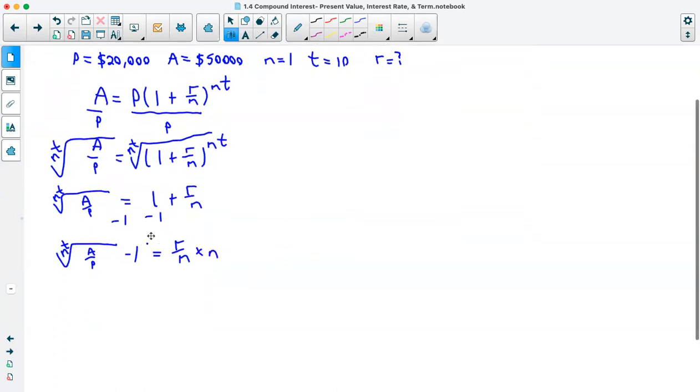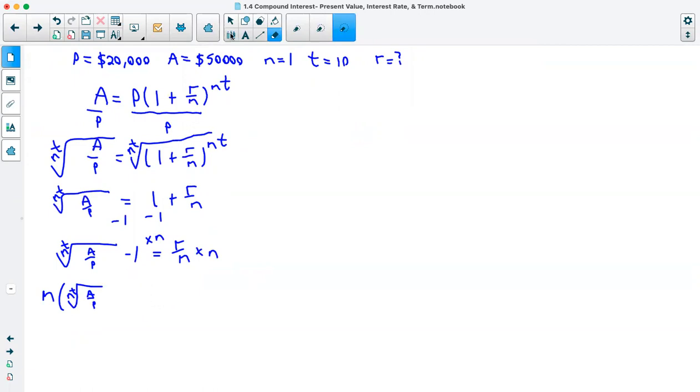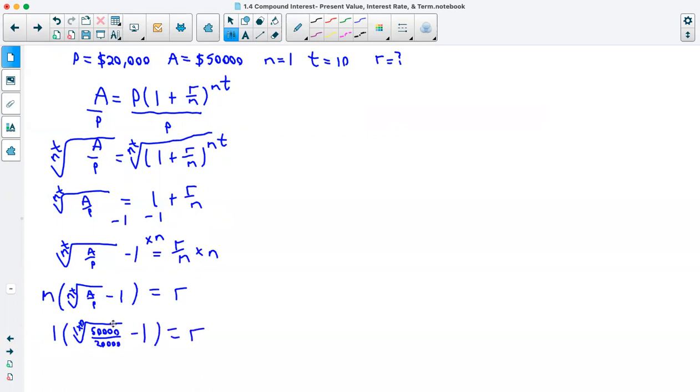Now we'll multiply both sides of our equation by N. So that gives us N times the NT root of A over P, minus 1, equals R. Now we'll substitute our values in. So we've got 1 times 10 as our index, A over P, so 50,000 over 20,000, minus 1 equals R. Now 1 times anything is itself, so we can get rid of that 1 in front. 1 times 10 is 10, so we've got the 10th root of 50,000 over 20,000, minus 1 gives us R.